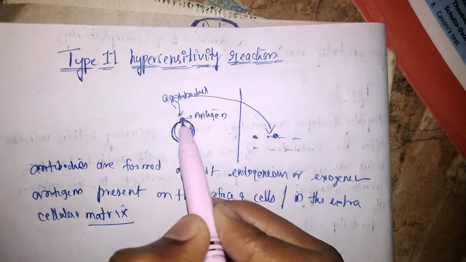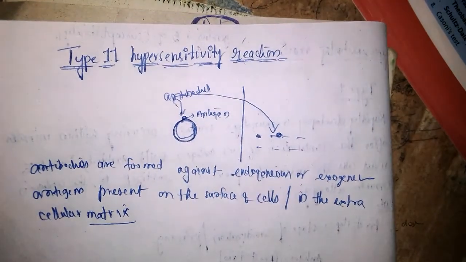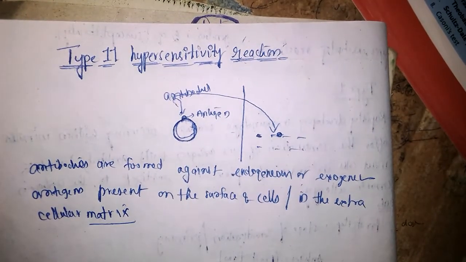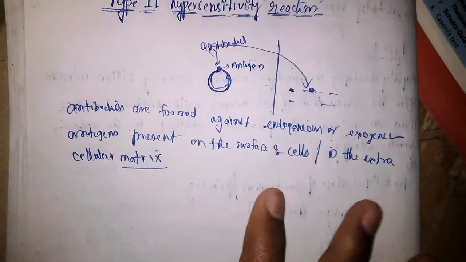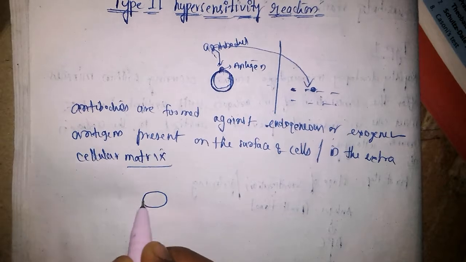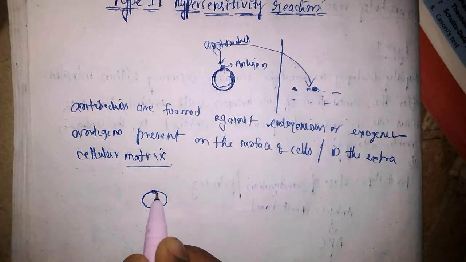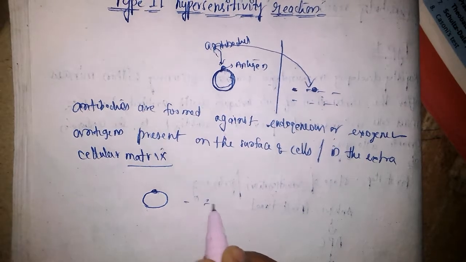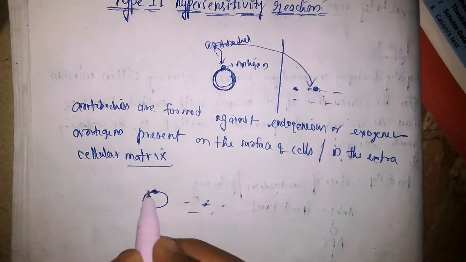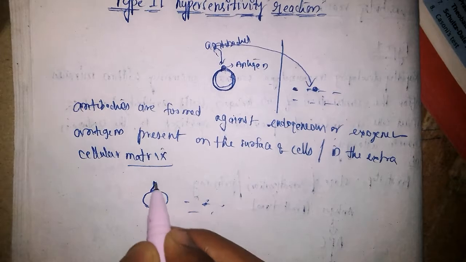The antigens are present on the surface of cells or in the extracellular matrix. Against these antigens, the antibodies are formed. Then the reaction will take place. Now, see, what has happened is the antigens are present on the surface of cells or in the extracellular matrix. Antibodies are formed and they got attached to these antigens.